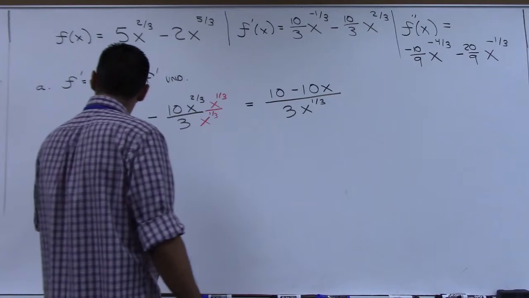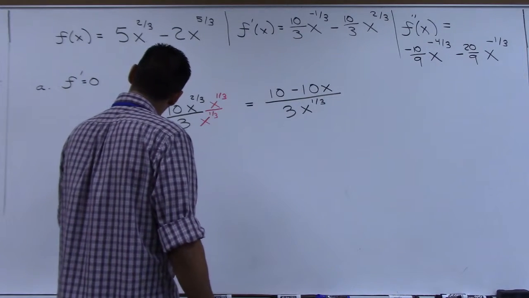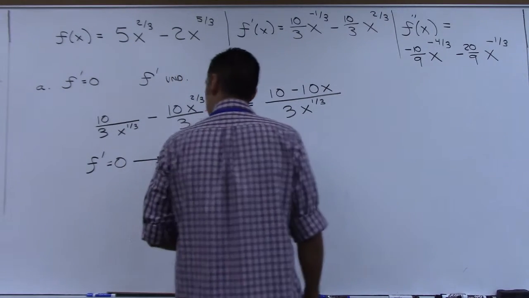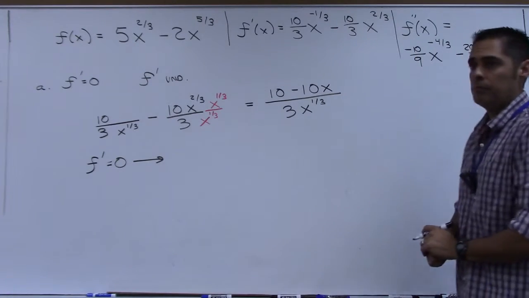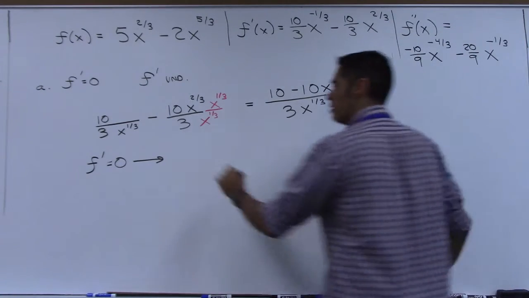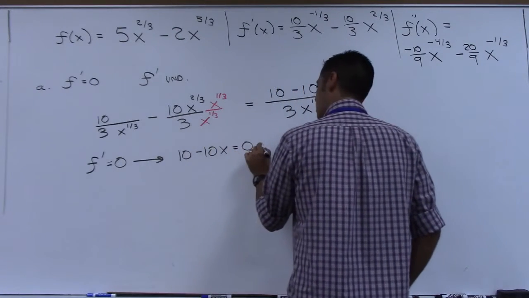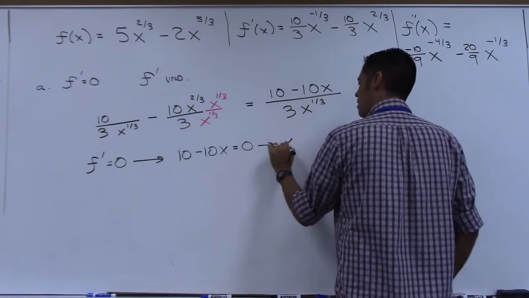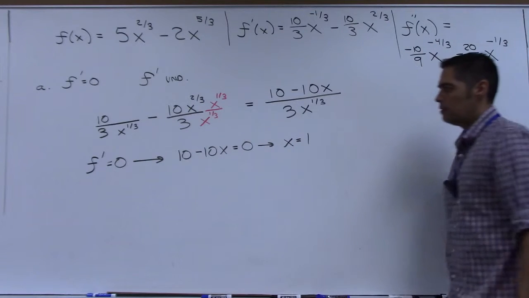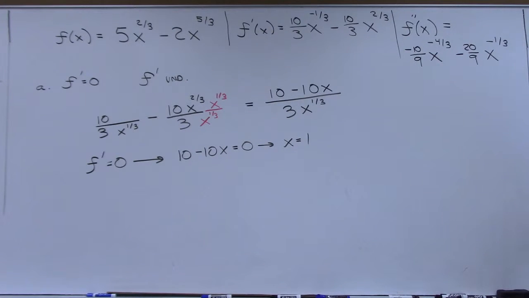So when I set this to 0, I only have to look at what? The top. The top of that to 0. 10 minus 10x equals 0. And that tells us x is 1. We could all solve that linear equation.